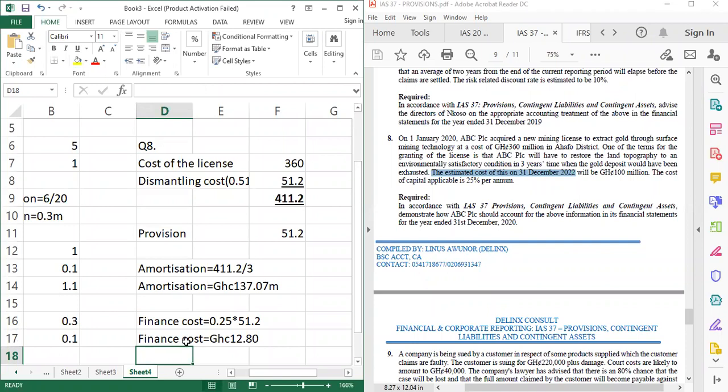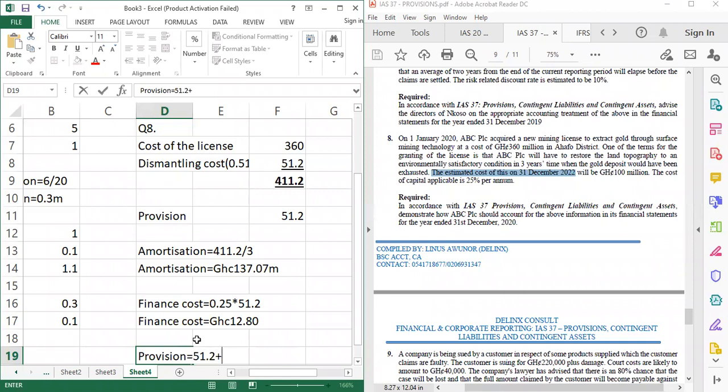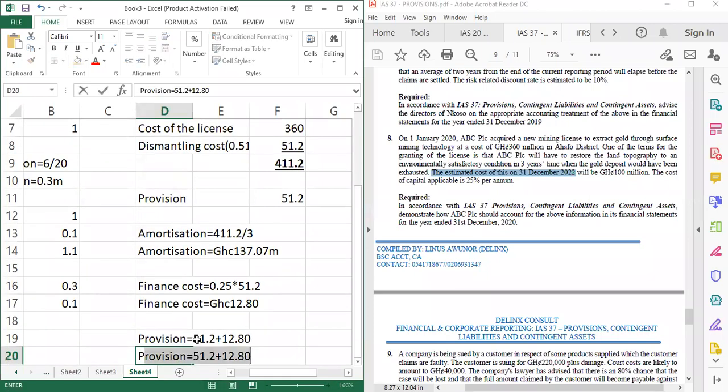So this is a finance cost charged to profit or loss. At the end of the year, our provision is going to increase by the finance cost. So the provision will now be equal to the first provision at the beginning plus the finance cost of 12.80. What will be the provision shown in the statement of financial position? 64 million. So this will be the figure shown in the statement of financial position. But what will be the figure shown in respect of the license in the statement of financial position?